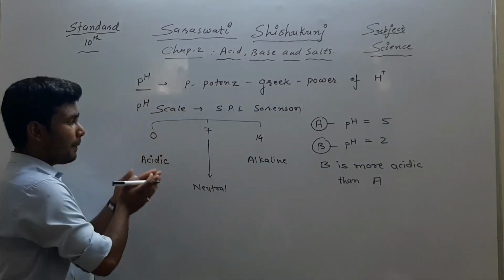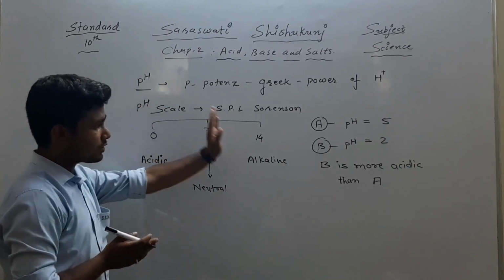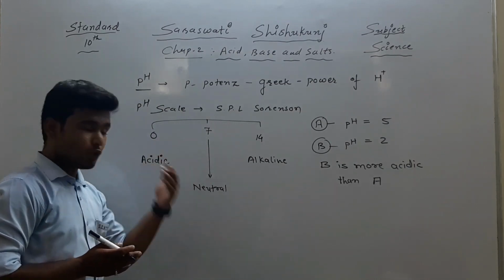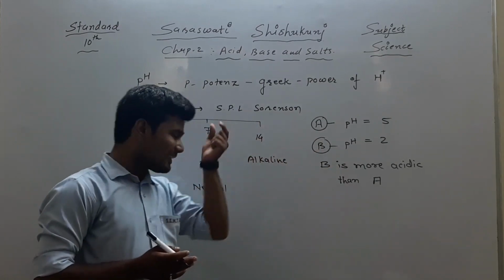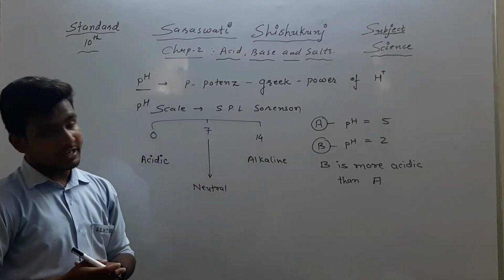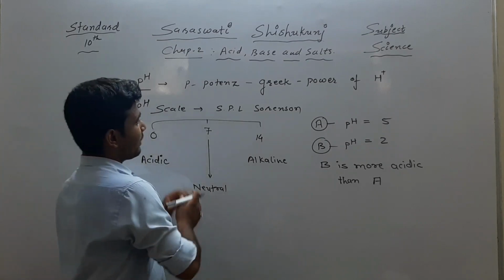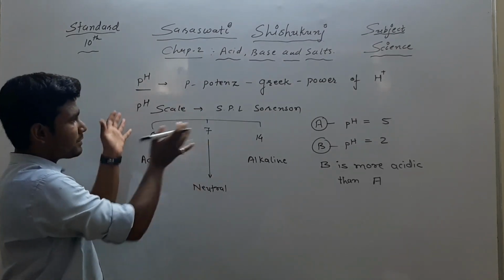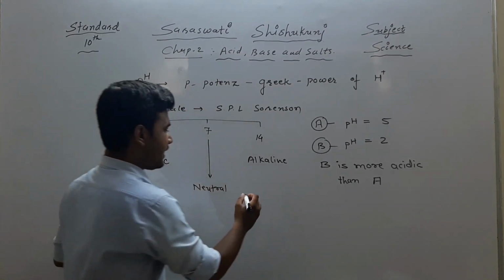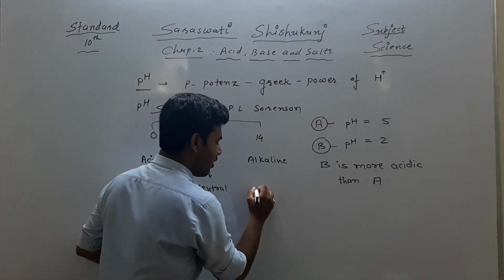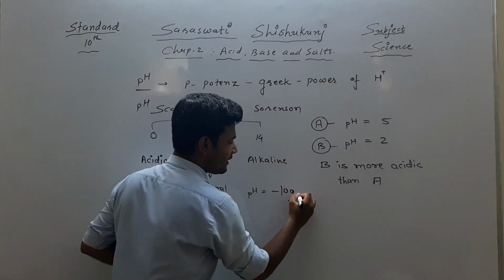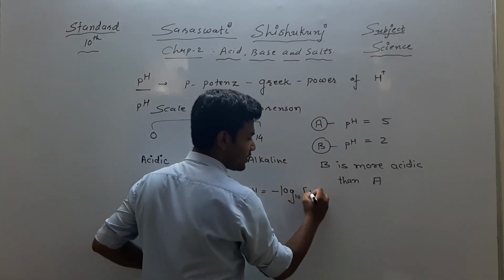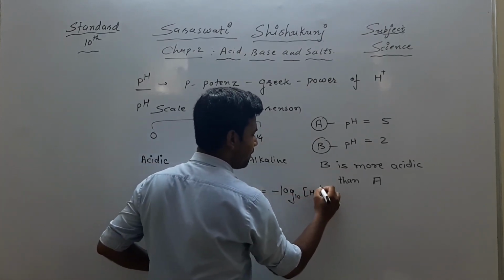So this way the pH scale is between 0 to 14. 0 means too much acidic, 14 means too much alkaline. Between them 7 stands for neutral. Now as we have understood this concept of pH, we can also have a formula of pH, which is equal to minus logarithm base 10 of the concentration of H3O plus.